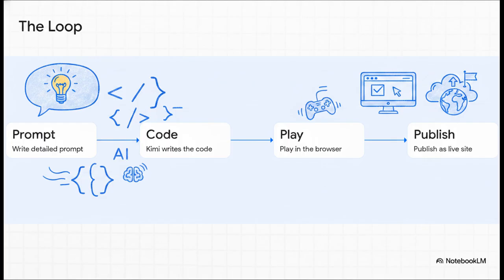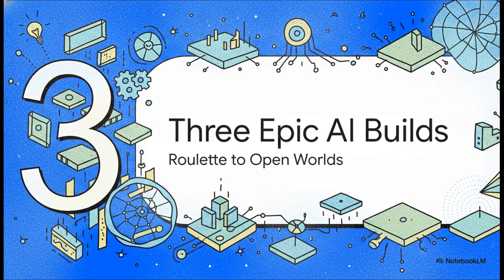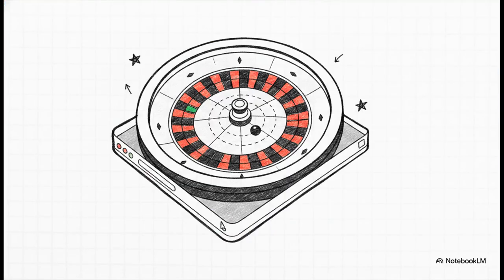This exact 4-step loop was run just once to create the mind-blowing interactive builds we're about to look at, and it publishes them instantly to a shareable kimi.page link. Let's dive into Section 3, 3 epic AI builds, from roulette to open worlds. Let's actually move to the showcase and see exactly what this loop can produce. Seriously, prepare to be amazed by what a single prompt can generate.